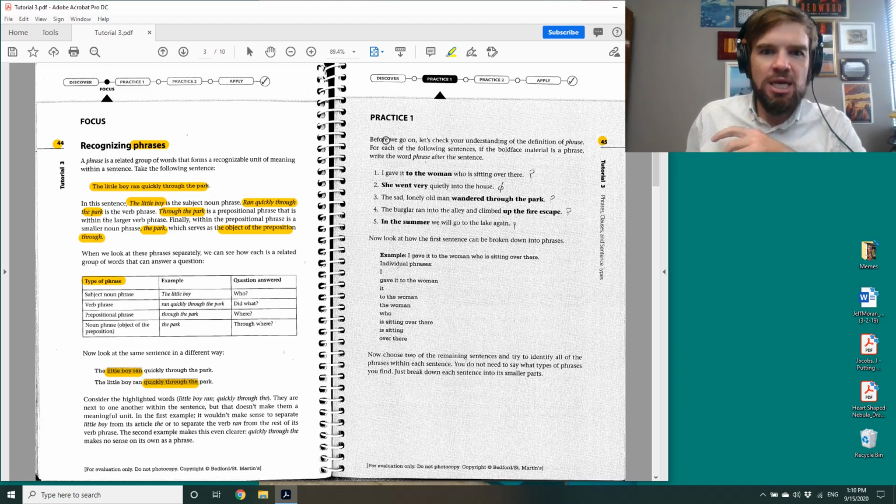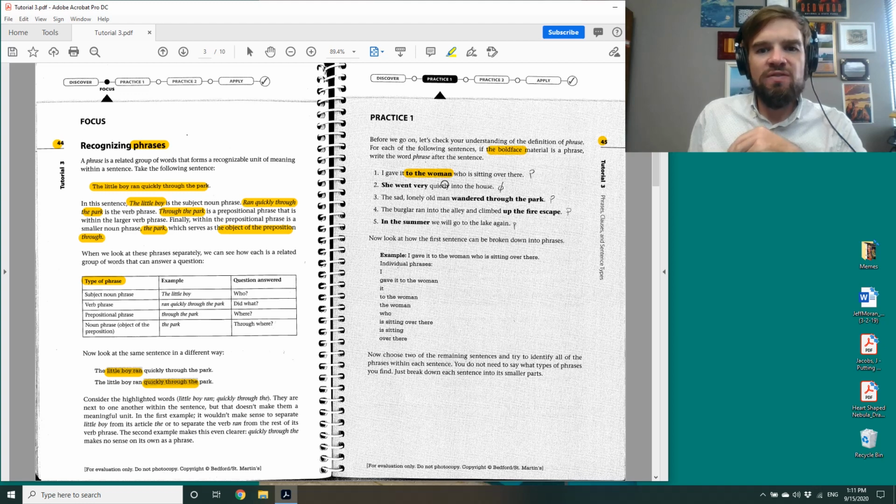Practice 1 says, before we go on, let's check your understanding of the definition of phrase. For each of the following sentences, if the boldface material, and boldface is this, right, this sort of darker words and letters, is a phrase, write the word phrase after the sentence. So, number 1, I gave it to the woman who is sitting over there, to the woman.